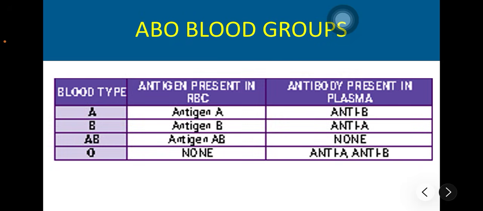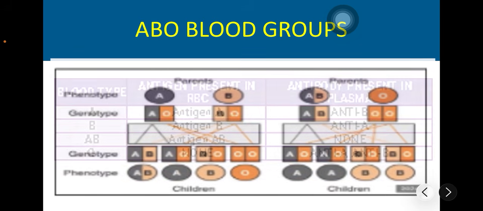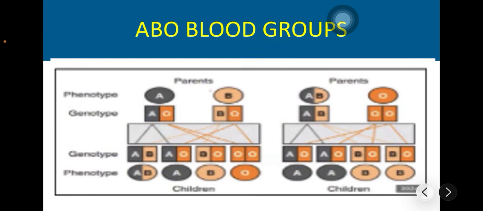I have here a table of our ABO blood groups with their respective antigens present, as well as the antibodies they produce. So we have here an example. This is somewhat like a Punnett square. Let's talk about the left parents.